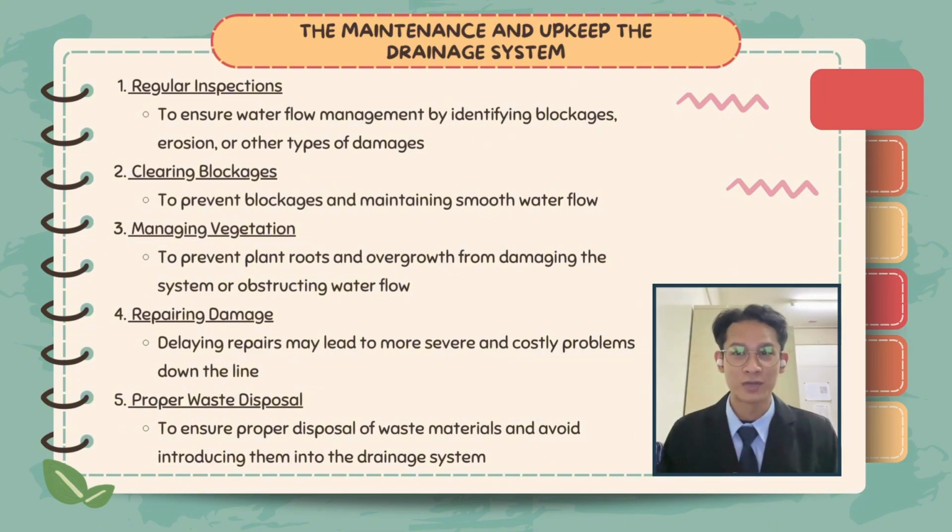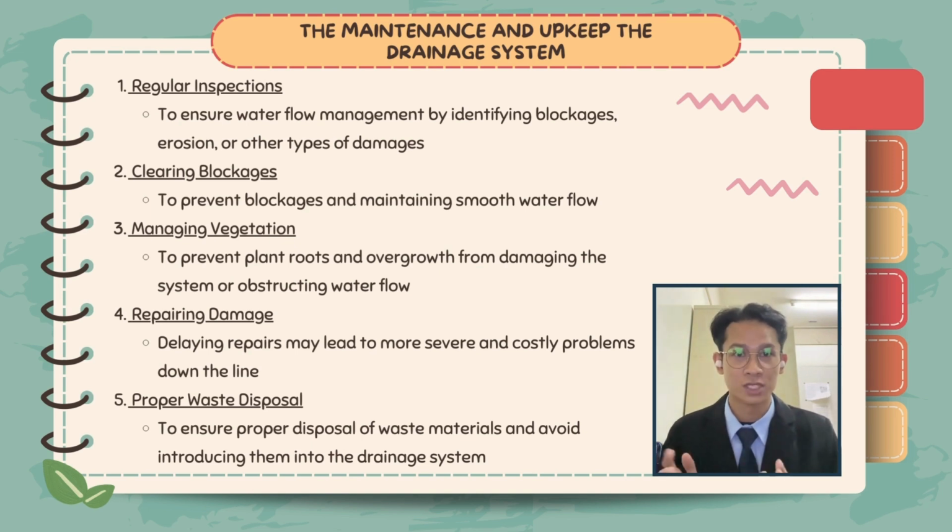After that, we are going to look at the maintenance and upkeep of the drainage systems. First one, we have regular inspection. Basically, for regular inspection, conduct frequent assessment of the drainage system to identify blockage, erosion, or other types of damage. These inspections are vital for ensuring efficient water flow management. In Malaysia, inspections are particularly crucial during the monsoon season and following heavy rain events.